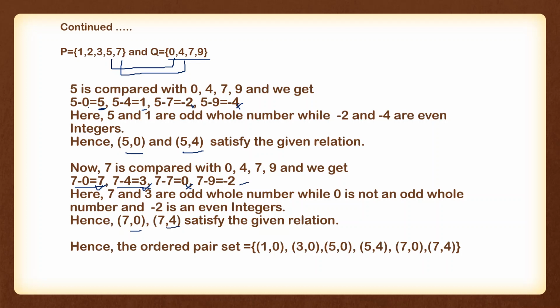So the set of all the ordered pairs would be 1, 0; 3, 0; 5, 0; 5, 4; 7, 0; 7, 4. These are all the ordered pairs of the ordered set.